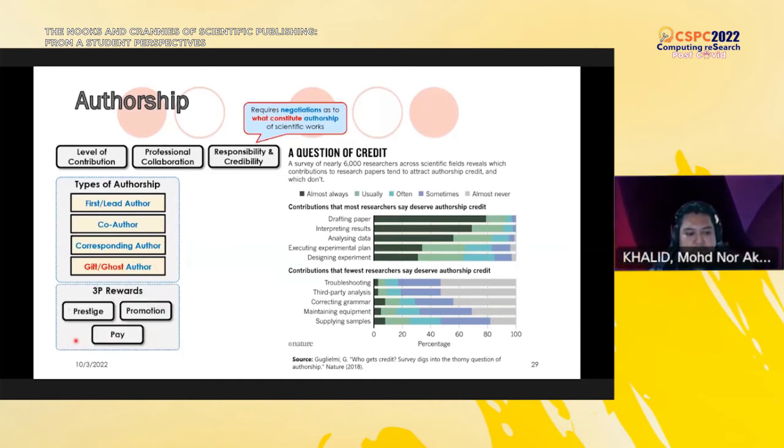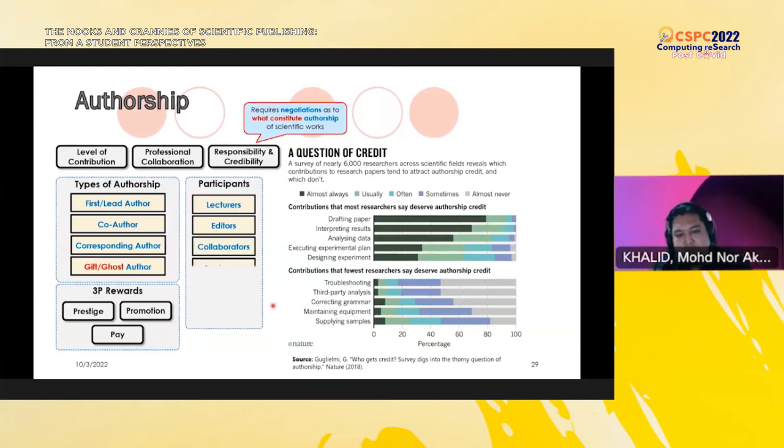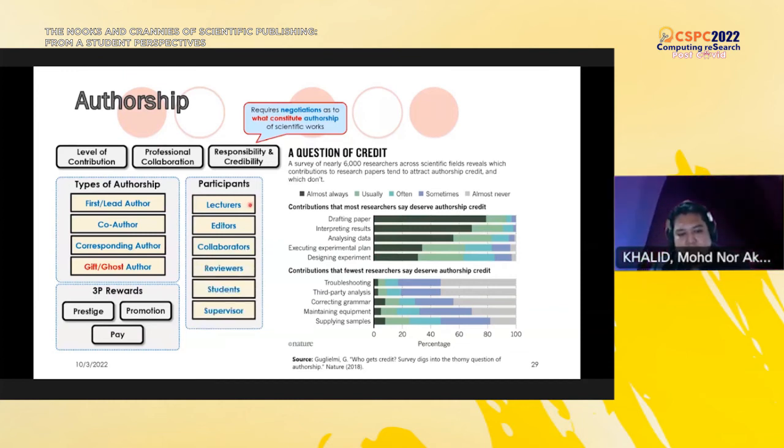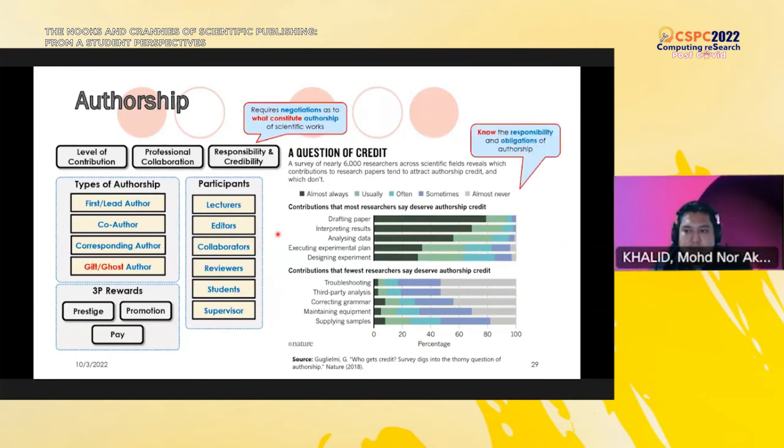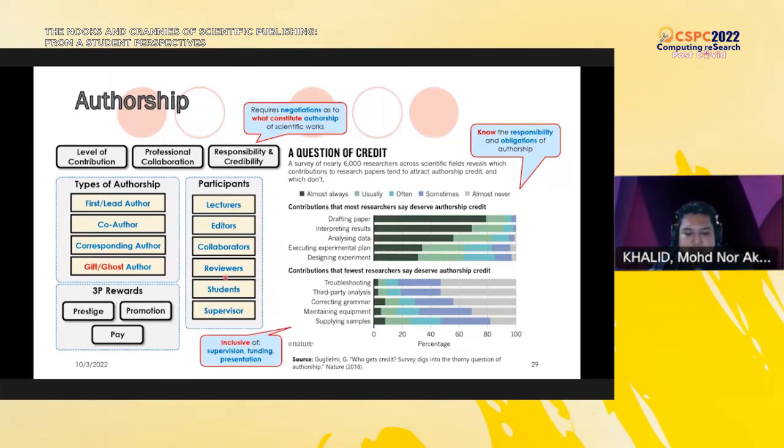And then of course you're focusing on rewards like prestige, promotion, and pay, right? So you need to have authorship in the publication. And a participant can be anyone, such as a lecturer, editors, collaborators, reviewers, student, and supervisor, depending on how much they contribute in the work itself. For example, the responsibility and obligation, and even supervision, funding, and presenting your paper can also award authorship to that person.